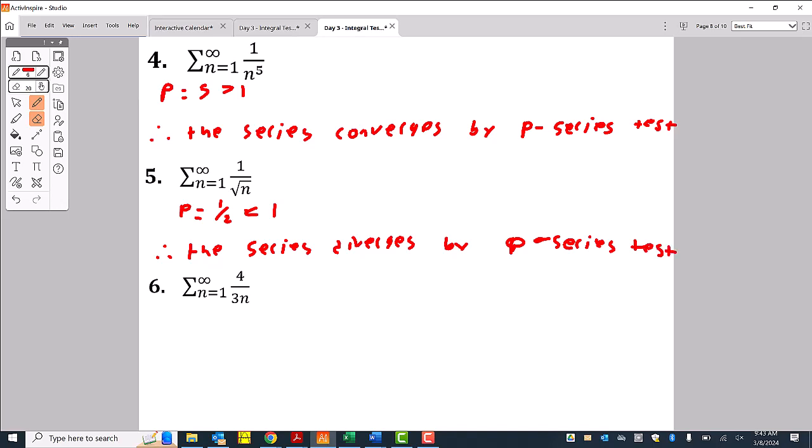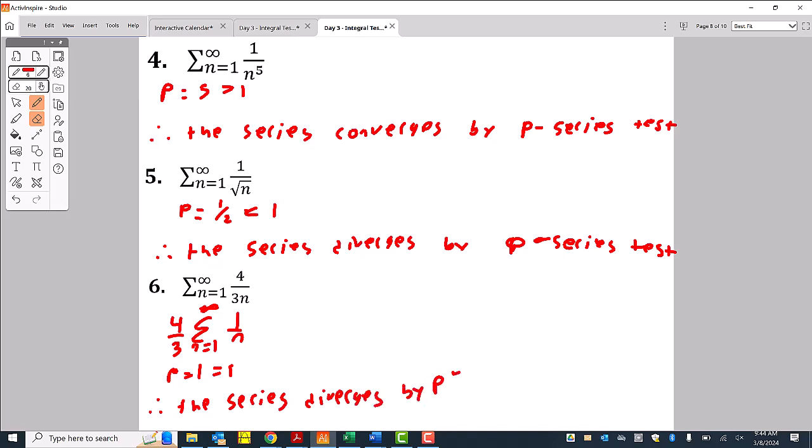Now, the big thing in ones like number 6, if it's a constant multiplied in, we can pull that out and still use p-series. If this was 3n plus 1 or 3n minus 1 or something, then we would not be able to use p-series because it has to be constant over n to a power. All right, that's what it has to be. So we'll pull out the 4/3 because it's just a sum, and that 4/3 can come out and won't affect the final sum. In this case, p is equal to 1, and that tells us that the series diverges by p-series test.